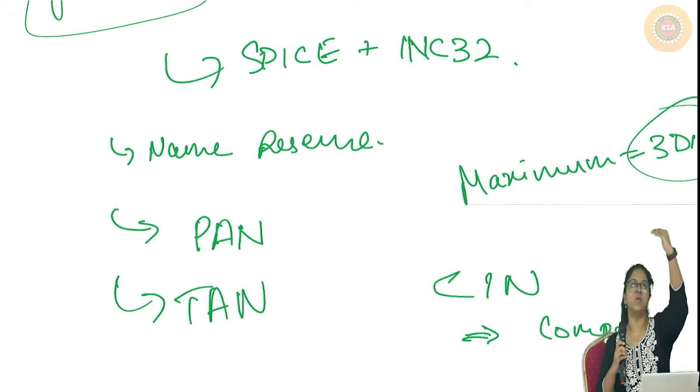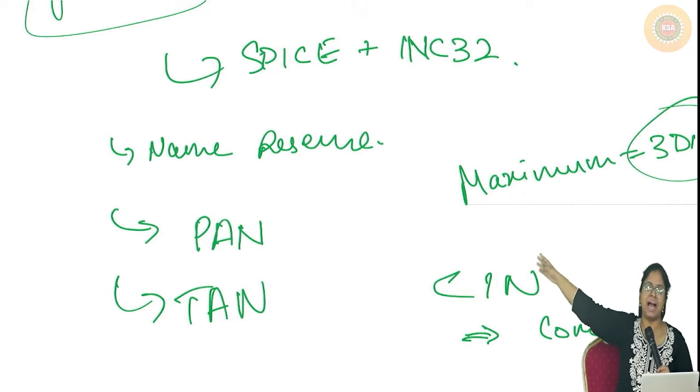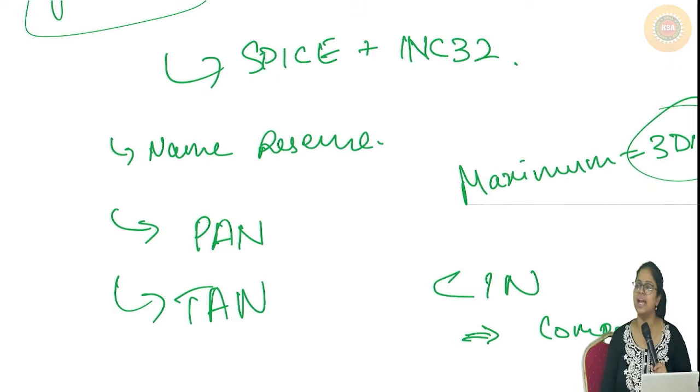SPICE plus INC 32 will be in 2 parts. ஃபர்ஸ்ட் பார்ட்ல நீ உன்னோட பேரெல்லாம் ரிசர்வ் பண்ணிக்கணும். அதை ரிசர்வ் பண்ணி முடிஞ்சதுக்கப்புறம் இந்த TAN, PAN and this 3 DIN numbers-லாம் you can get it. These are very procedural. They usually don't ask. Just for your knowledge, we are telling at foundation level. Okay. Practically, if you do only, you will understand.